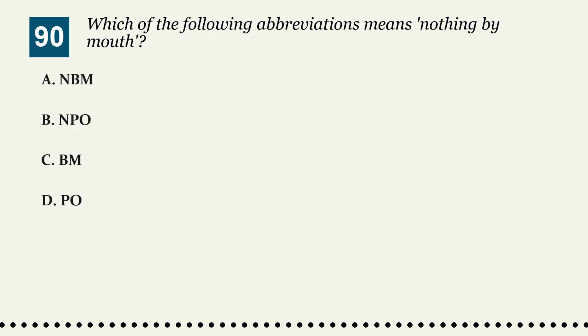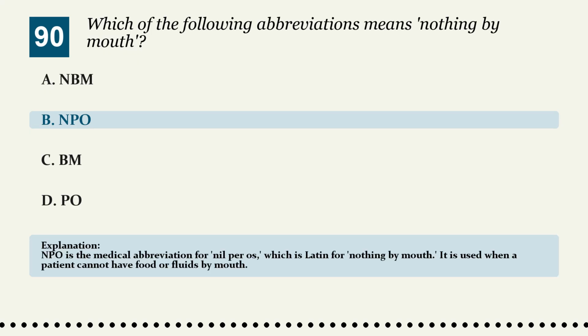Question 90. Which of the following abbreviations means nothing by mouth? Option A, NBM. Option B, NPO. Option C, BM. Option D, P. The correct answer is option B, NPO. NPO is the medical abbreviation for nil per os, which is Latin for nothing by mouth. It is used when a patient cannot have food or fluids by mouth.